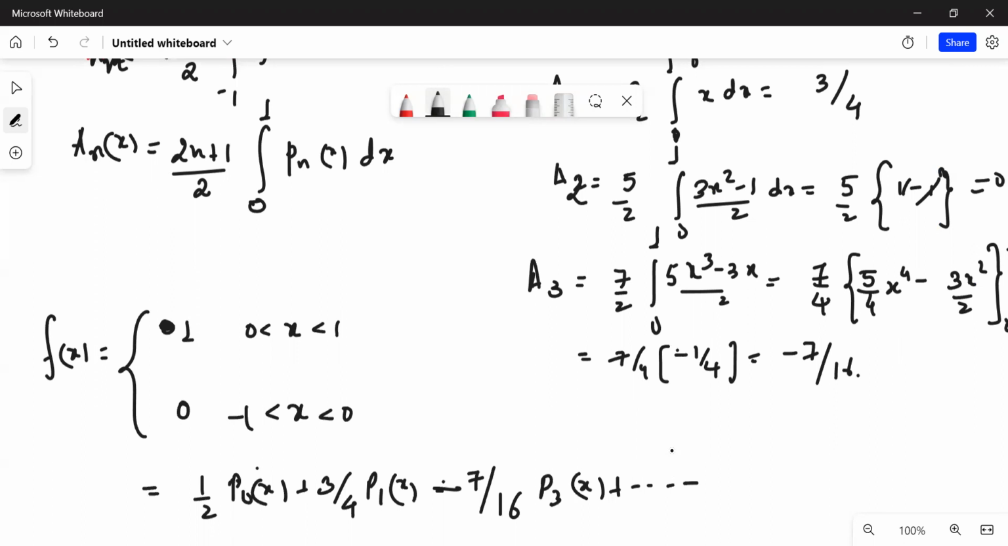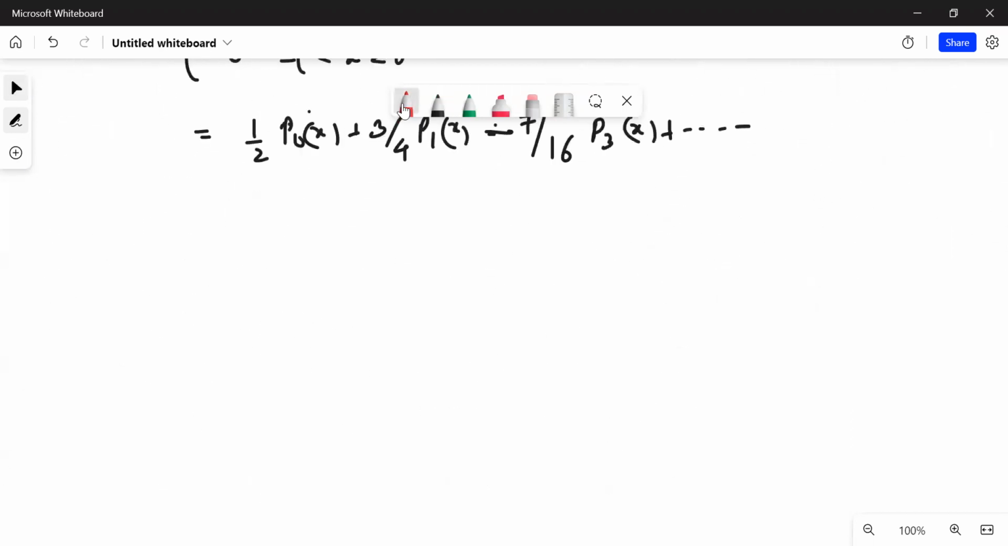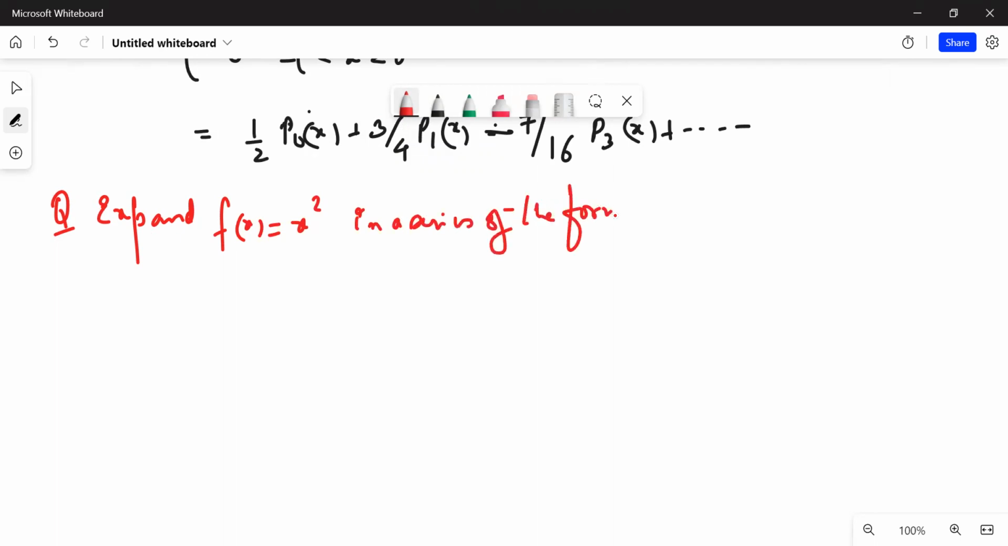Yes, sir. Okay. A few more questions and then we'll finish this topic off. What do you think would be the expansion of f of x equal to x square in a series of the form summation k equal to 0 to infinity a_k P_k(x)? I'm giving you 2 minutes. You try to do this and then I'll do it for you.